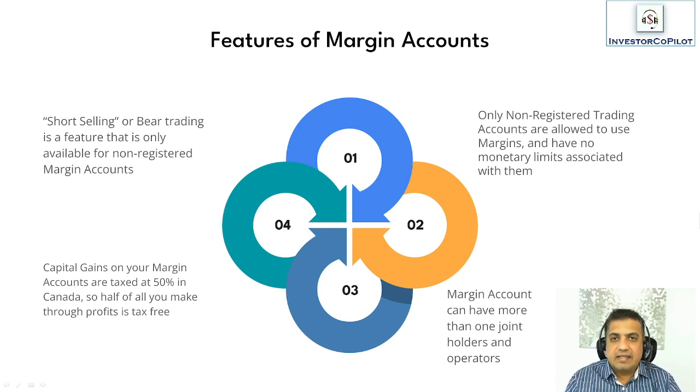Now, lastly, capital gains on your margin accounts are taxed at 50% in Canada. So half of all you make as profits is tax free. So this is a great upside. The government is making you enjoy half of your gains on your margin trading accounts, and you only pay taxes on 50% of your gains in the margin account. That means 50% of your gains are treated as your income.